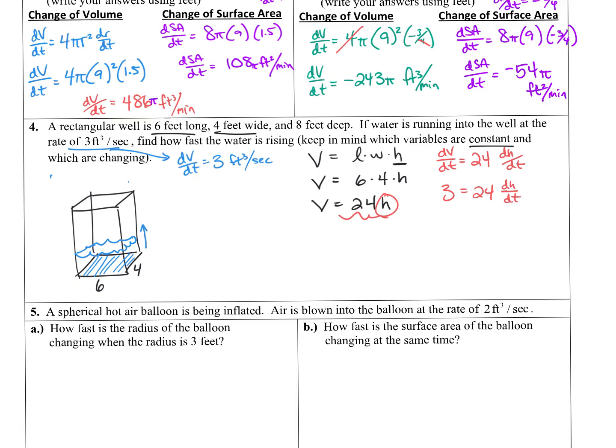So a little bit of math, 3/24 equals dH/dt, also known as 1/8. 1/8 equals dH/dt. So I would know that the height is changing by 1/8 of a foot per second. That's feet per second.